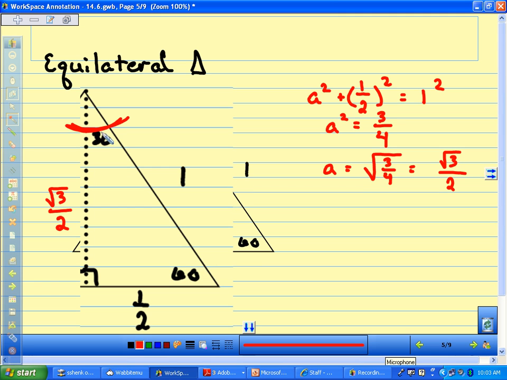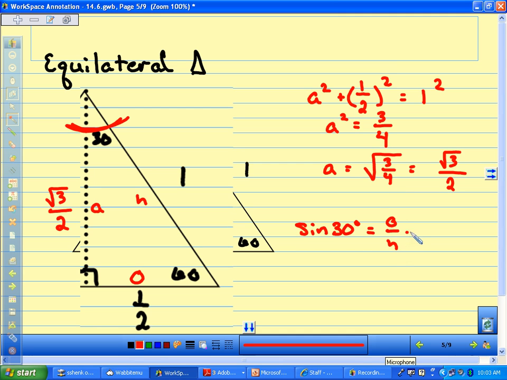Now, according to this 30-degree angle, which side is adjacent to it? The radical 3 over 2 is adjacent. Which side is opposite? 1/2 is opposite. And which is the hypotenuse? 1. Okay, so let's talk about then the sine of a 30-degree angle. The sine of this 30-degree angle is again equal to what over what?